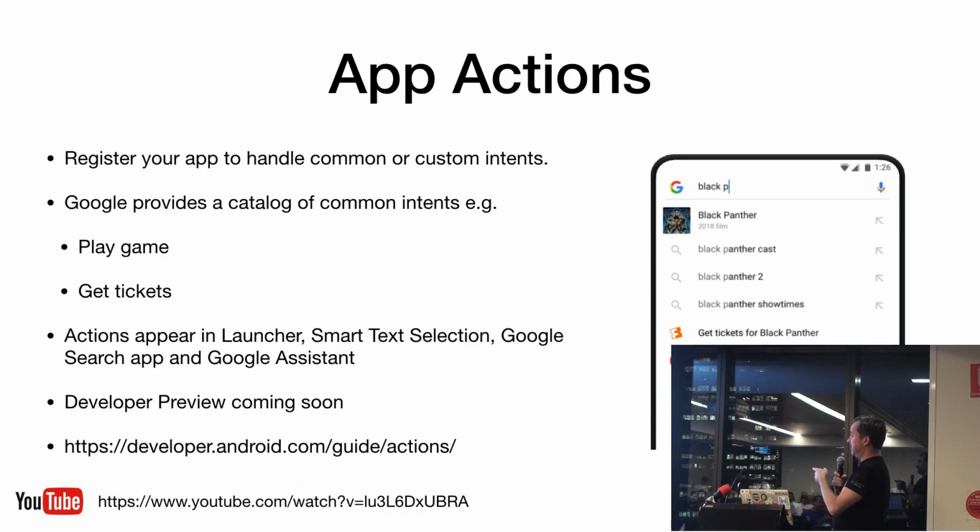These actions are going to appear again in the launcher or in the Google search, but they can also appear in the smart text selection. So if you're highlighting some text in a document, it might come up and say, I recognize this as a movie star's name, and one of the actions might be look up more information about this movie star using the IMDb app. So there'll be hooks into different parts of the app. Again, this is a developer preview, it's coming soon, so you can register at the URL there and start playing around with that soon.